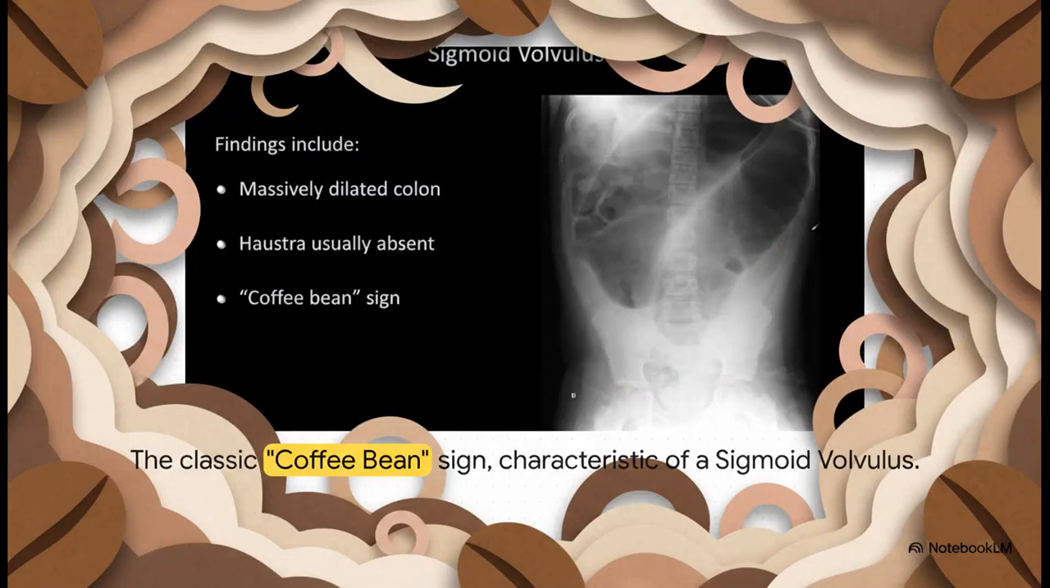And here is another one of those classic signs you have to burn into your brain, the coffee bean sign. This massively dilated loop of the sigmoid colon looks exactly like a giant coffee bean. When you see this, it's pretty much pathognomonic for a sigmoid volvulus.